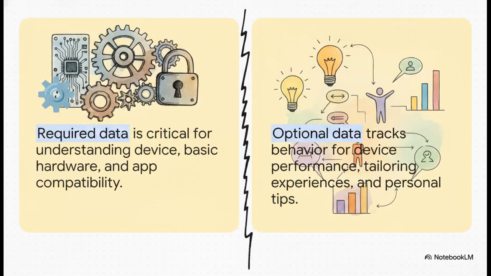And this brings us to the great divide in Windows telemetry. Required versus optional data. Required data is Microsoft essentially forcing the issue to keep your machine functional and secure. Optional data, on the other hand, steps right into the behavioral realm. This is how you personally use the machine, which Microsoft uses to tailor experiences or offer personalized tips.